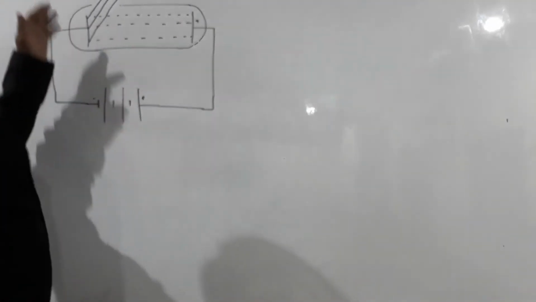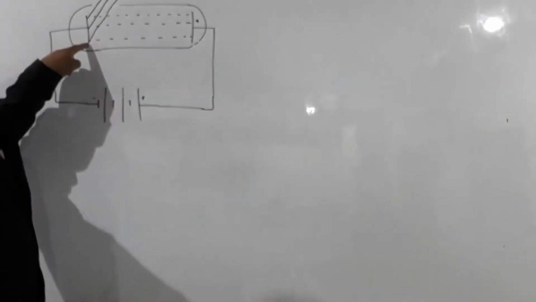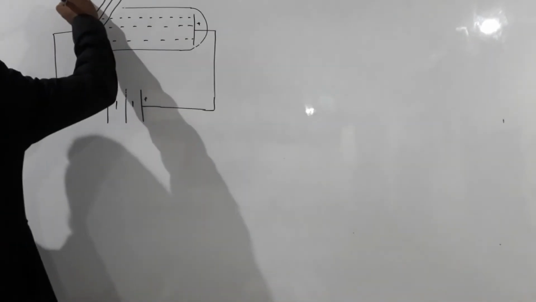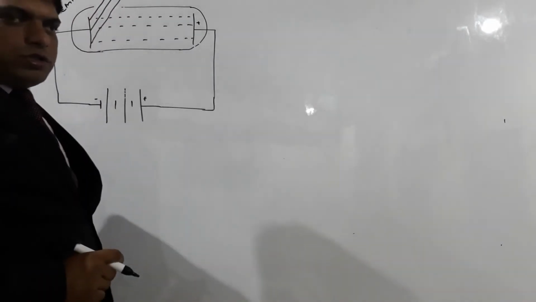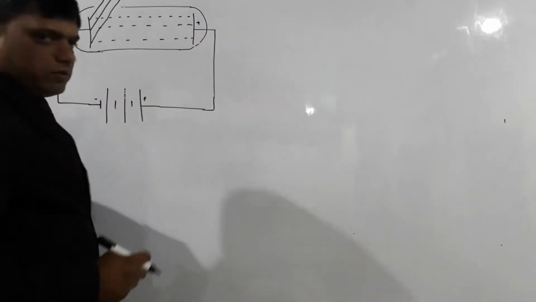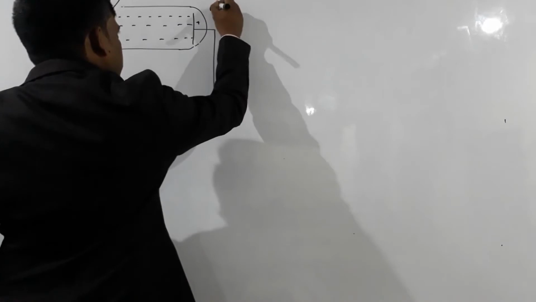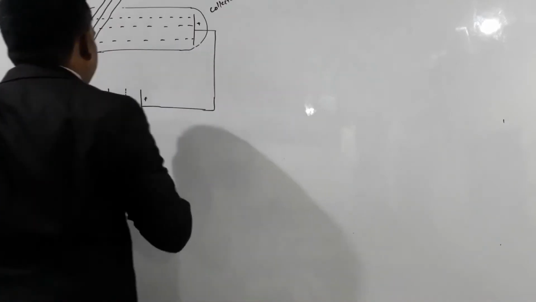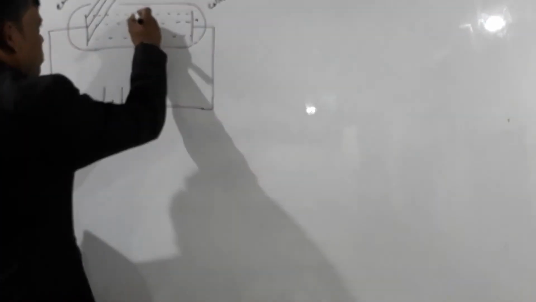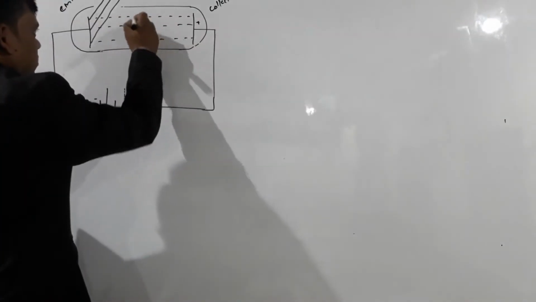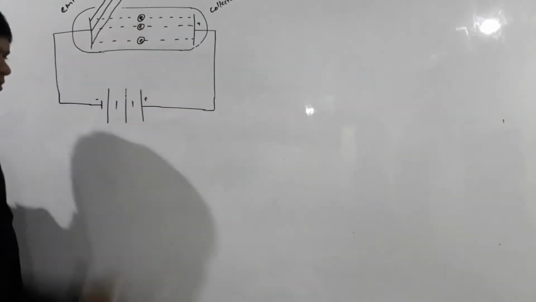Since electrons are emitted from this metallic plate, it is called the emitter. And since the electrons are collected by this metallic plate, this is called the collector. And these electrons which are coming out from the metallic plate are called photoelectrons. These are the electrons. We have shown just 3 electrons for symbol only.